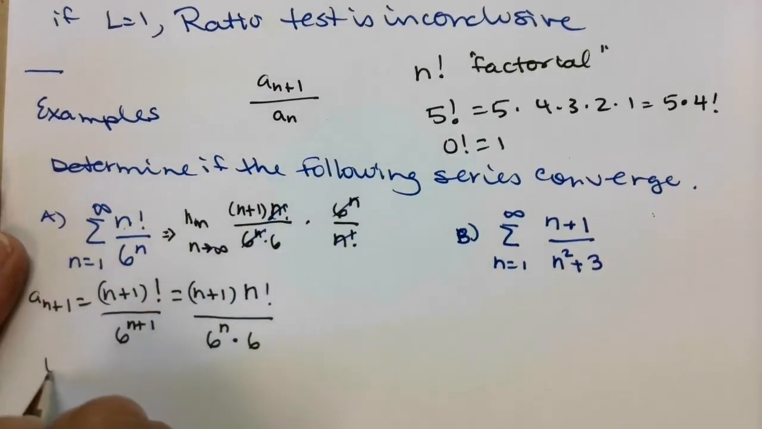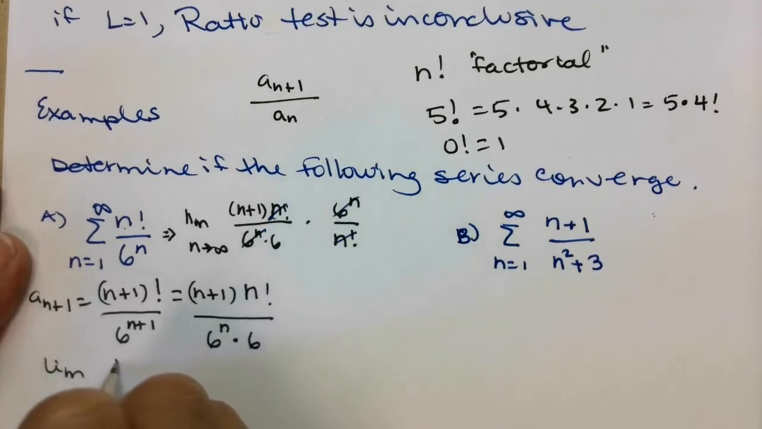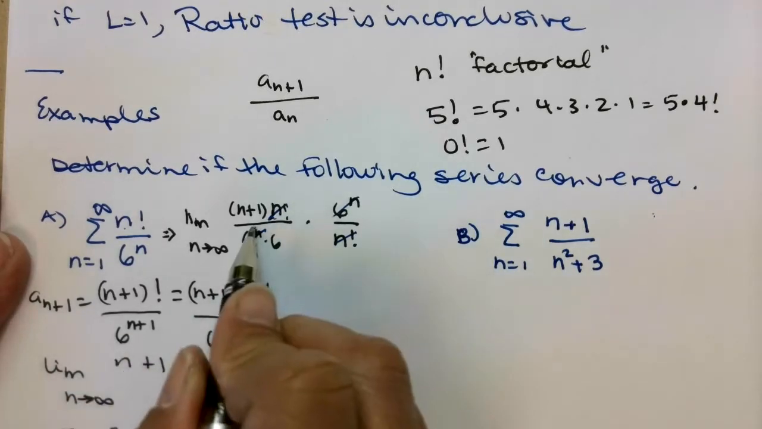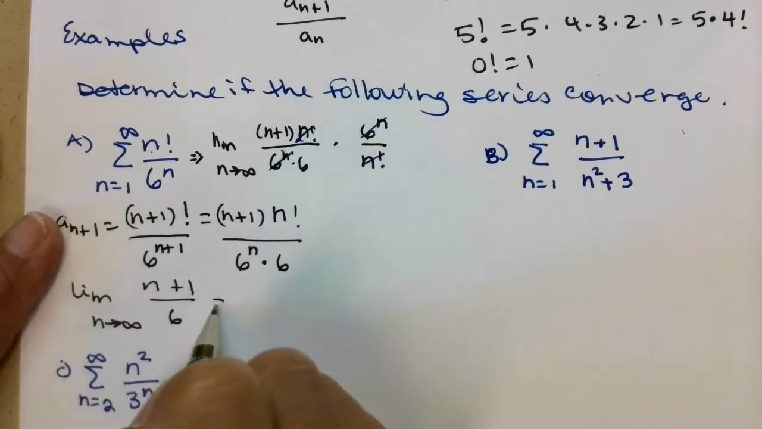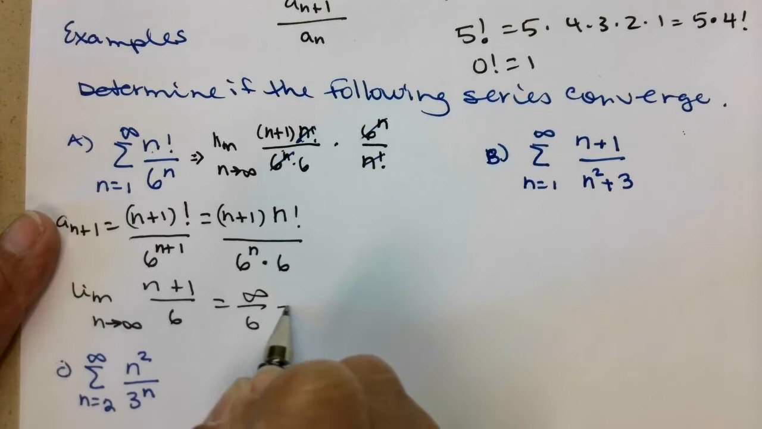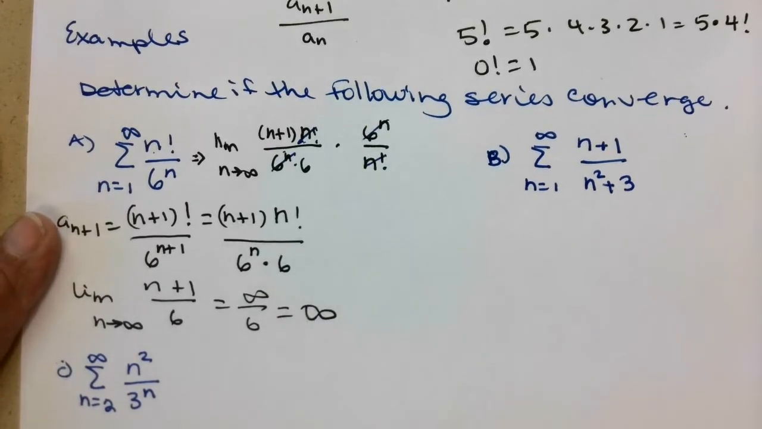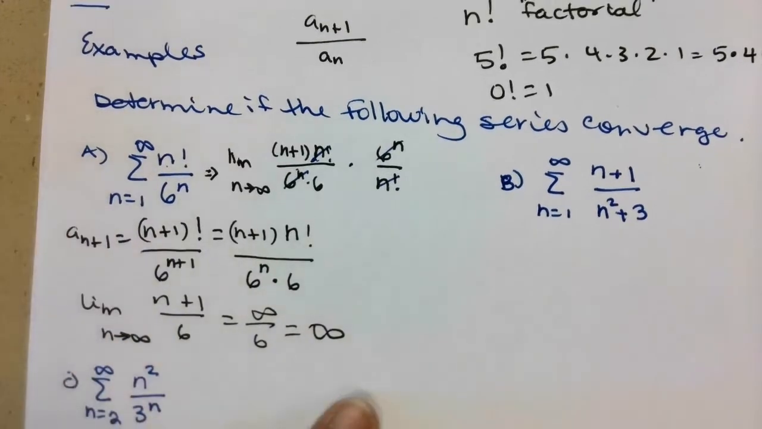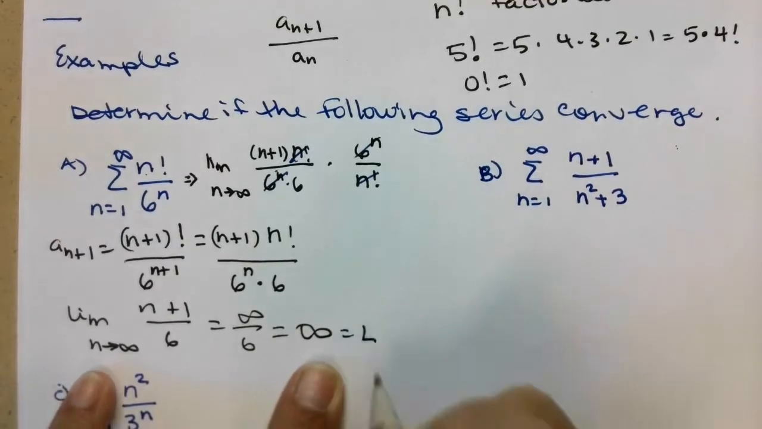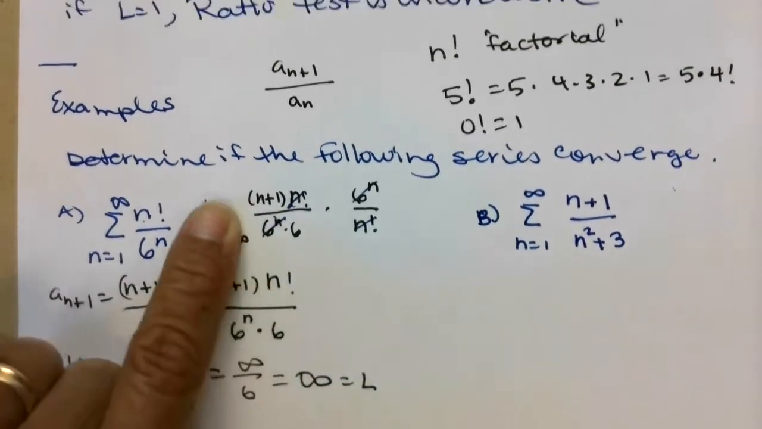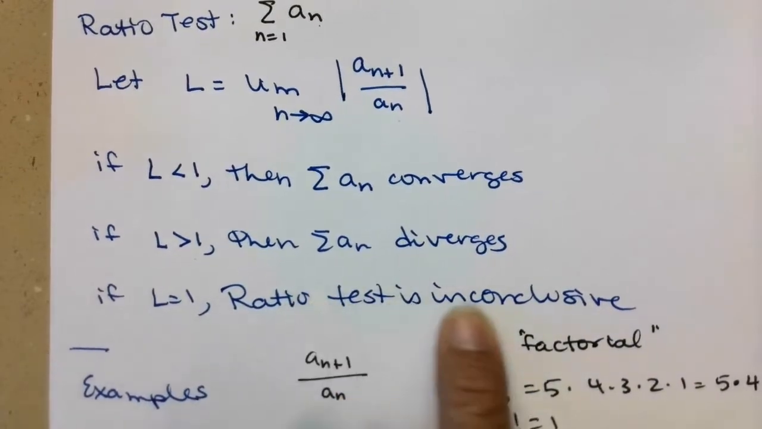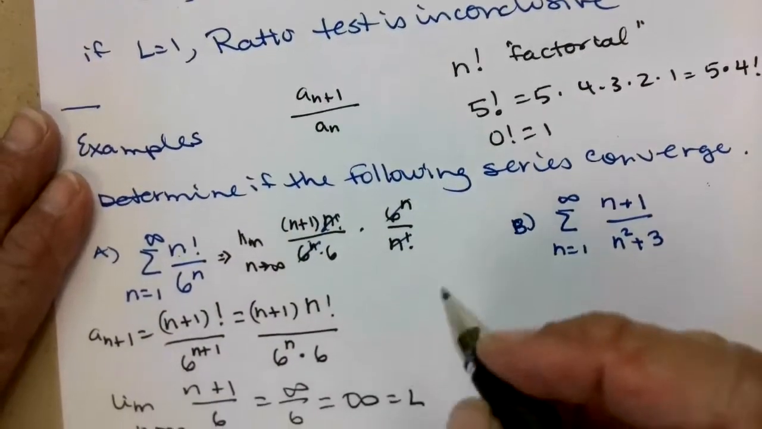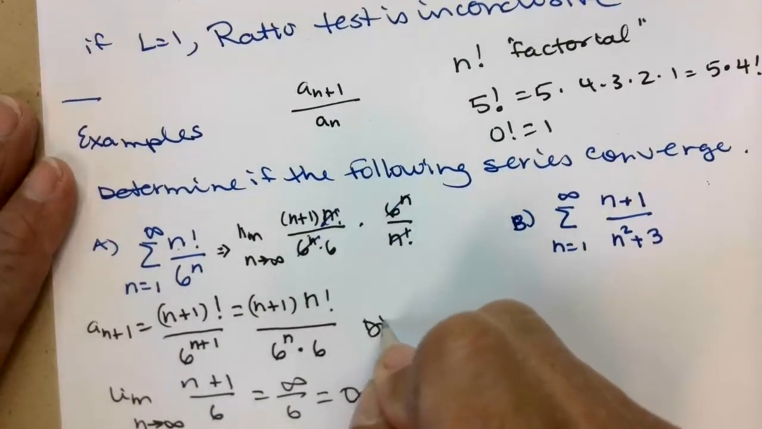So what I'm left with then is the limit as n gets big of the expression n plus 1 over 6. When I take this limit, I get infinity over 6. That is infinity. Now we're going to come up and look at our chart. So my limit, this is my L, my L is infinity, really big. That is definitely greater than 1, so we would say that our series diverges.